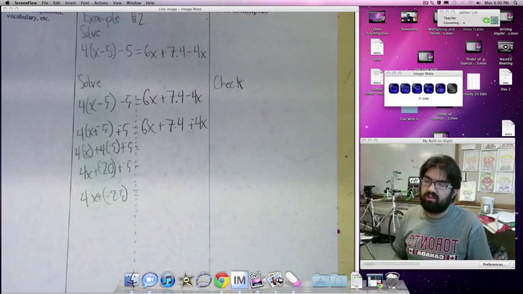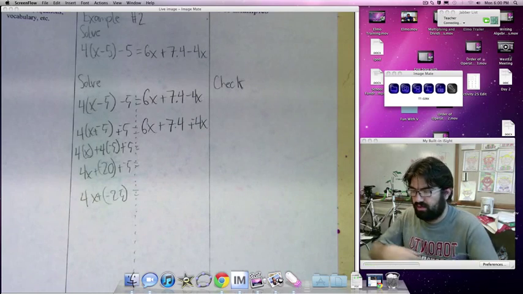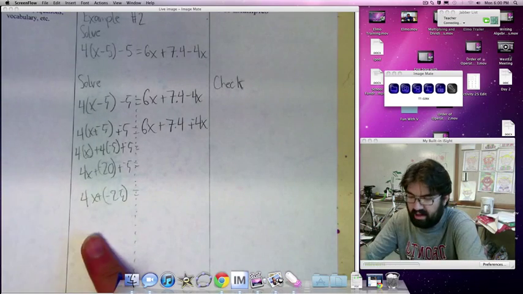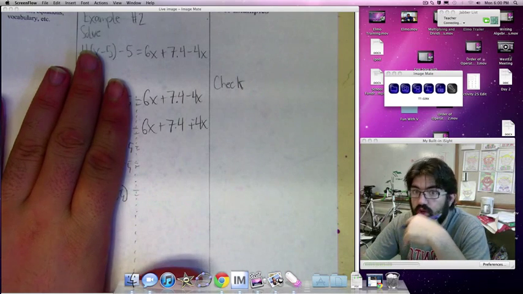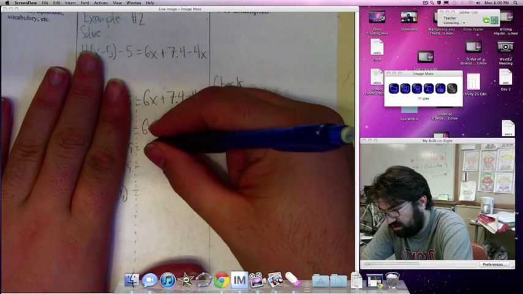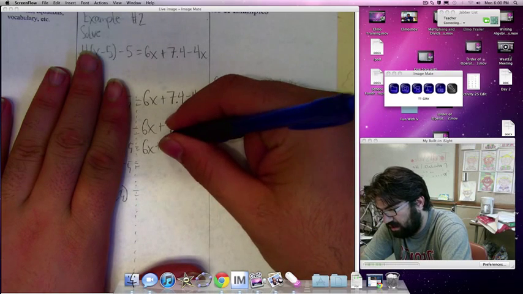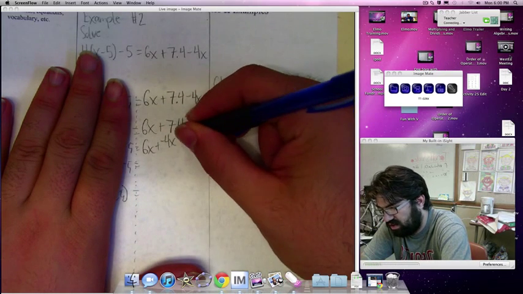So we have 4x plus -25. So that's all over there. Now let's look over here. We don't have to distribute, but we should rearrange. 6x plus -4x plus 7.4.